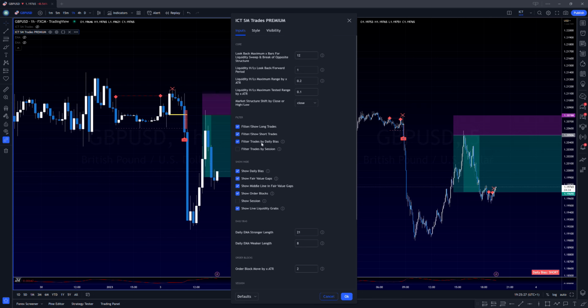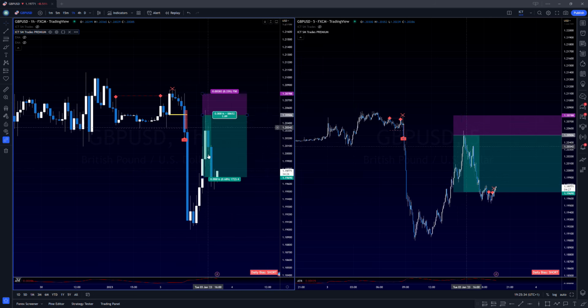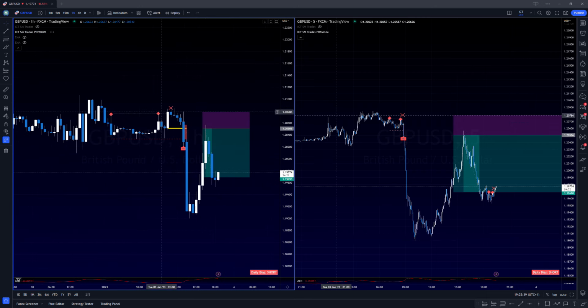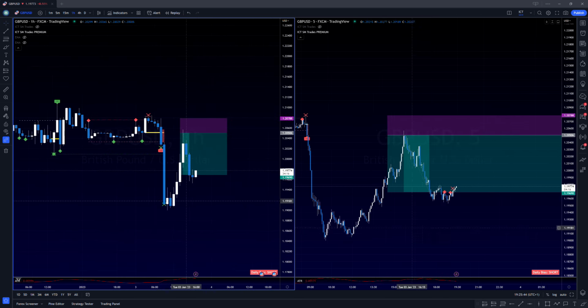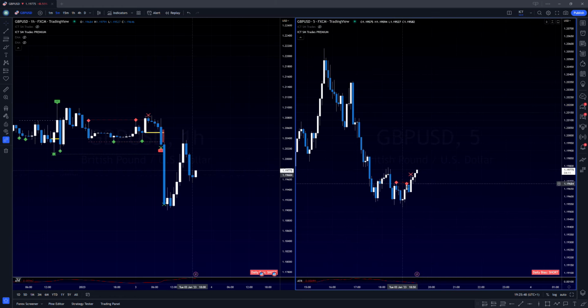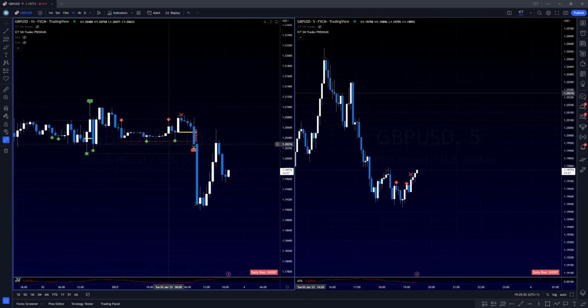What does it mean? I can uncheck this. This means that it will show live liquidity graphs. So you can see live where some liquidity is created and when it is grabbed. So for example, here as you can see, there was some liquidity created and here it was grabbed. And for example, here there was liquidity of these pivot lows and here it was grabbed.